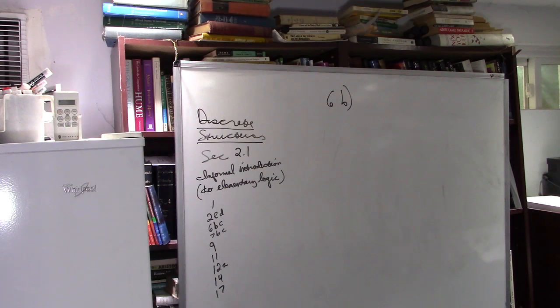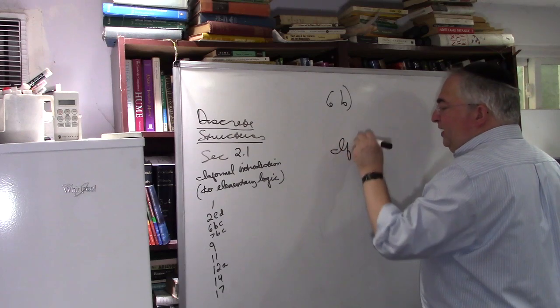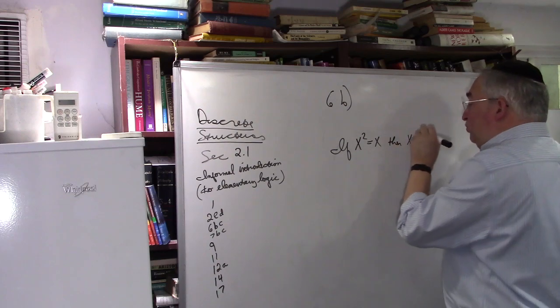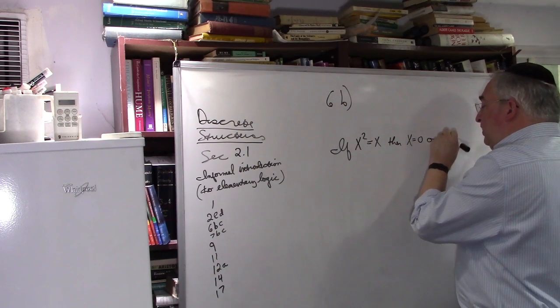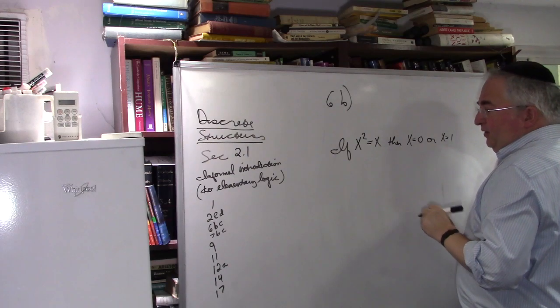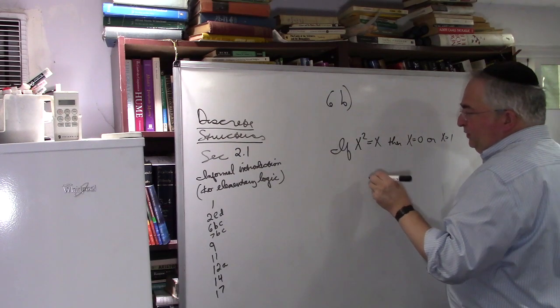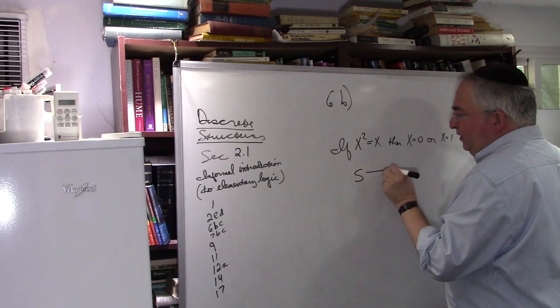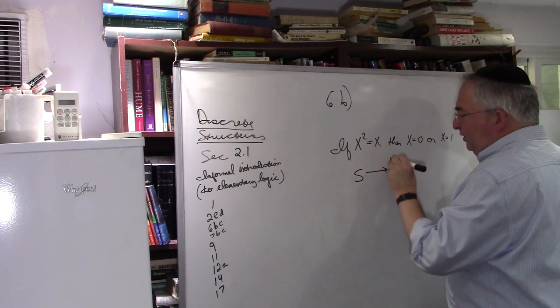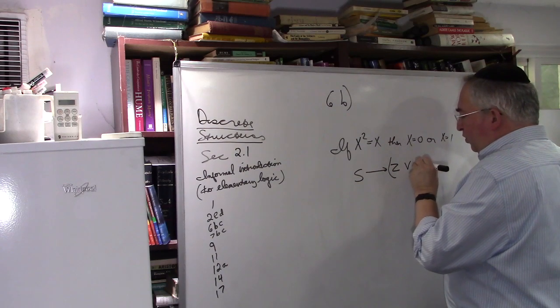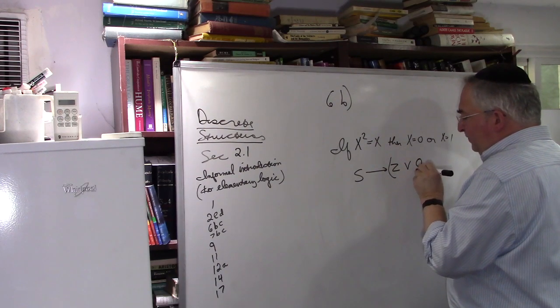If x squared is equal to x, then x is equal to 0 or x is equal to 1. Okay, so let's just make sure we got it right. So how about this? We'll say square, then 0 or O. That's an O for 1.